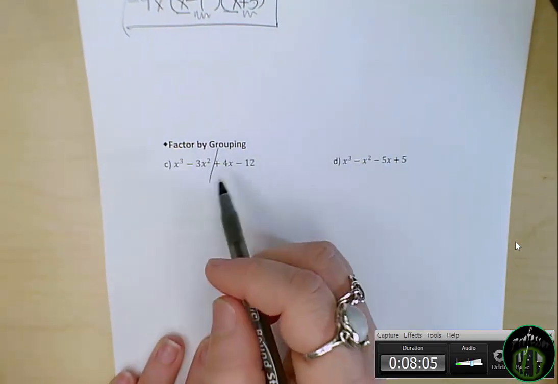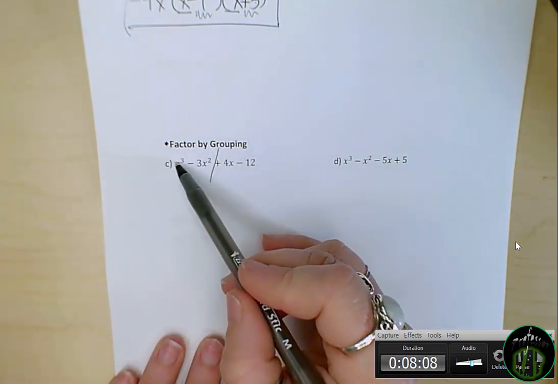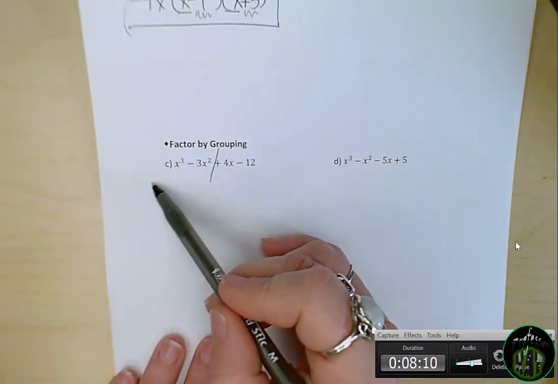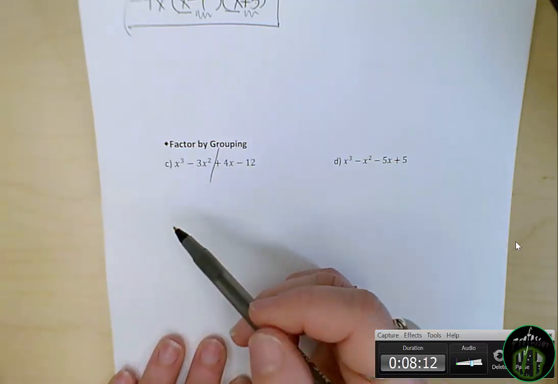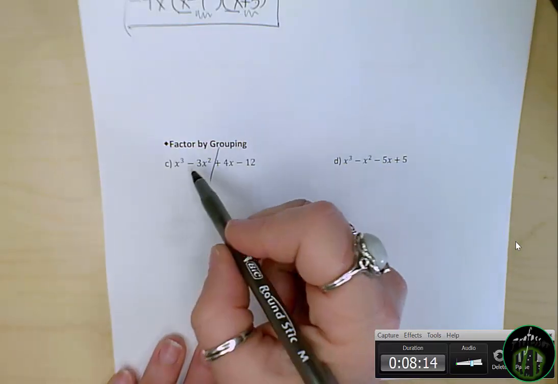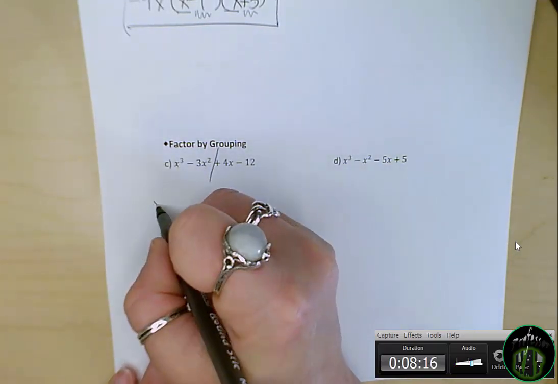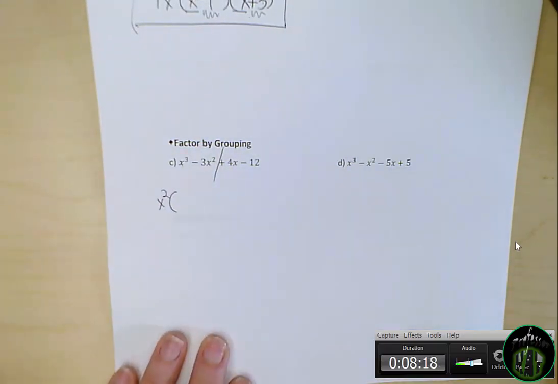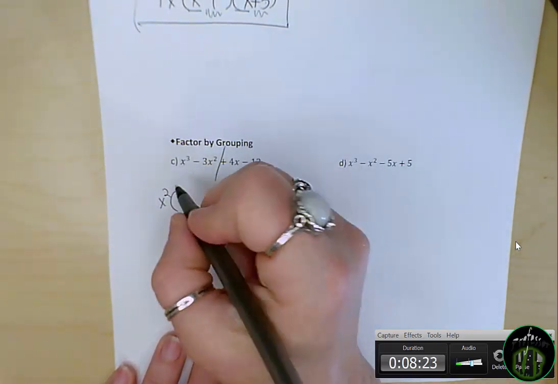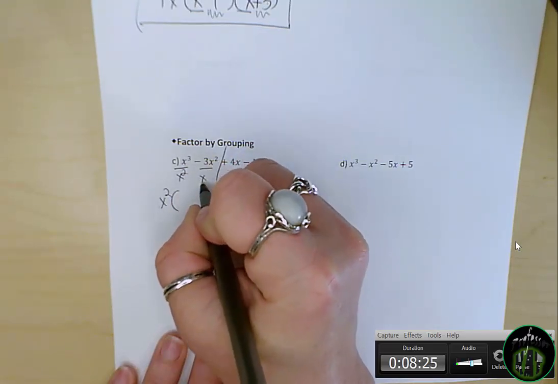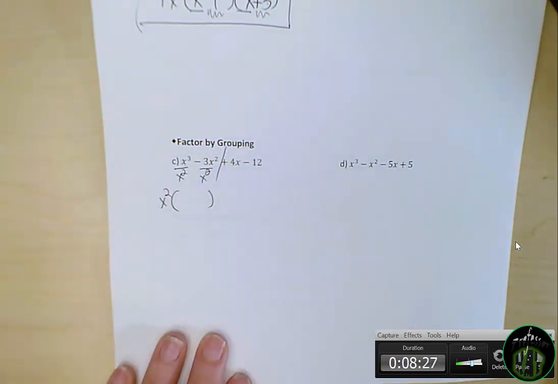When we're looking at our first grouping and looking for a GCF here, I don't have a number here. I have one here, so I can't pull out a number with my GCF. But they each do have an x. Out of x cubed and x squared, x squared is the smallest. So x squared is going to be my GCF. I'm going to pull that out to the front, divide it out of my problem to see what I'm left with.